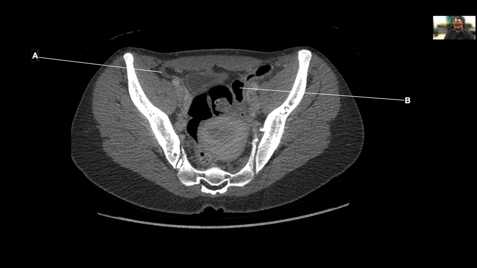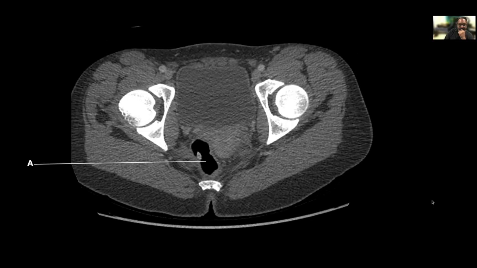Is it correct? Now you know where it is, but it is different in every CT. Everybody has a different one, but you know where to look for it. B is sigmoid colon. Good. Another step further down. That is the rectum.